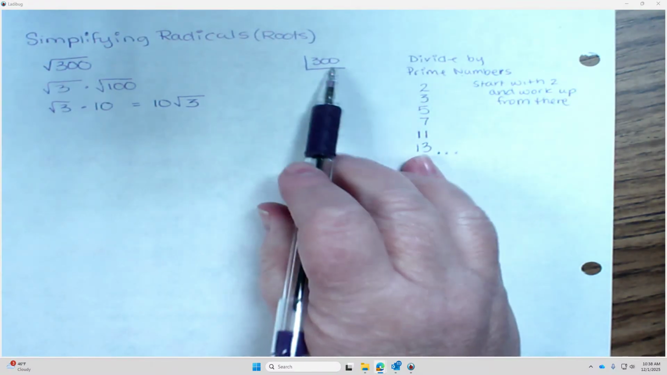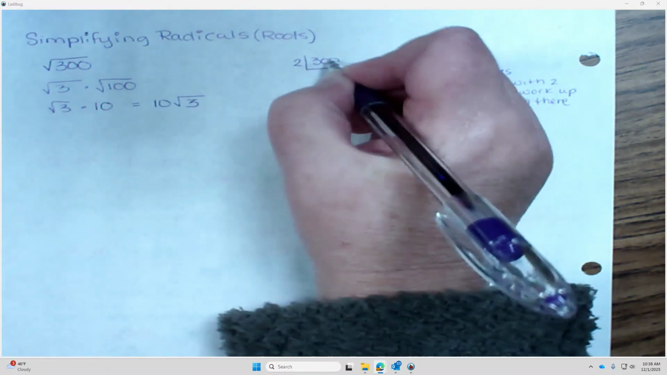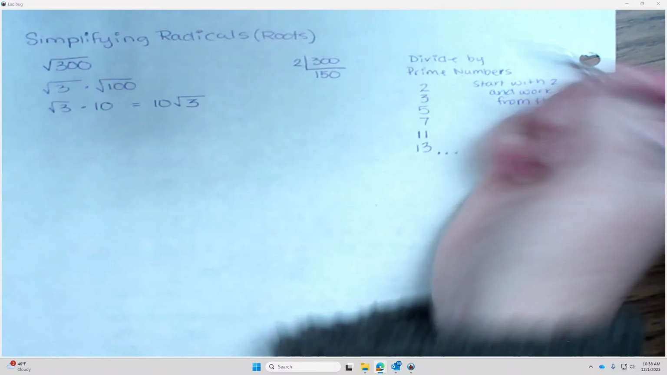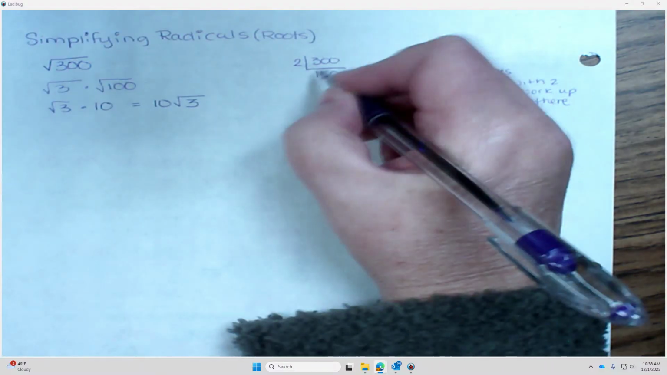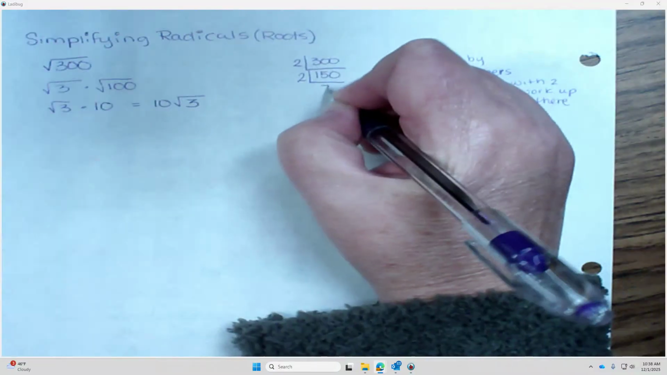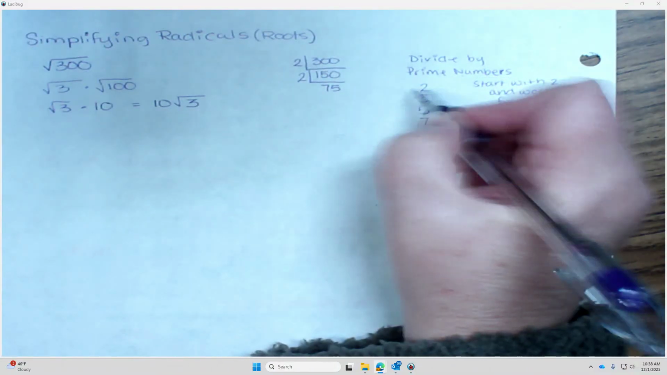So my first prime number is 2. I have to ask myself, is 300 divisible by 2? It's an even number, so it is. 300 divided by 2 is 150. 150 is still an even number, so I know it's divisible by 2 again. 150 divided by 2 is 75. 75 is no longer an even number, so I'm done with 2.